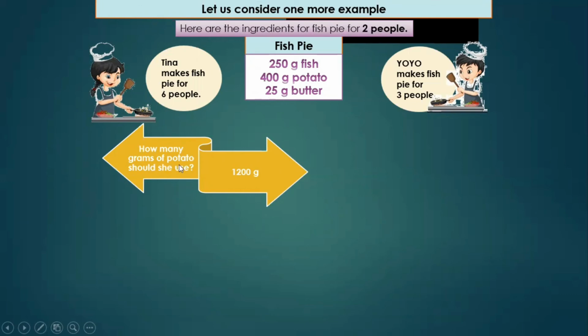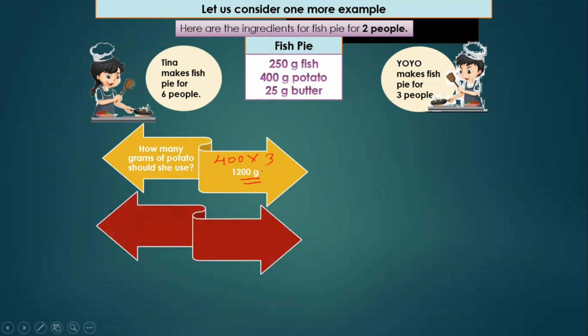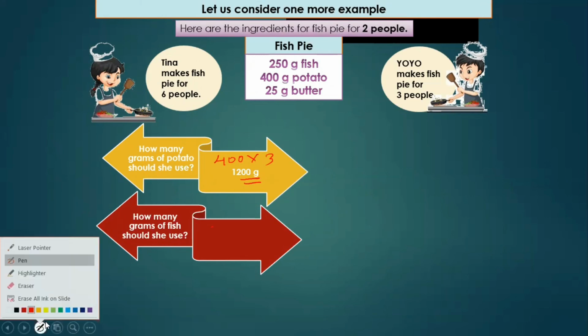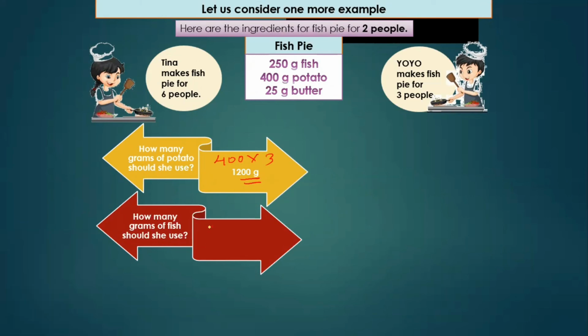How many grams of potato would she use? Potato is 400 times 3, which we get as 1200 grams. How many grams of fish should she use? It is 250 grams of fish, so you have to multiply by 3. 250 times 3, which we get as 750 grams.